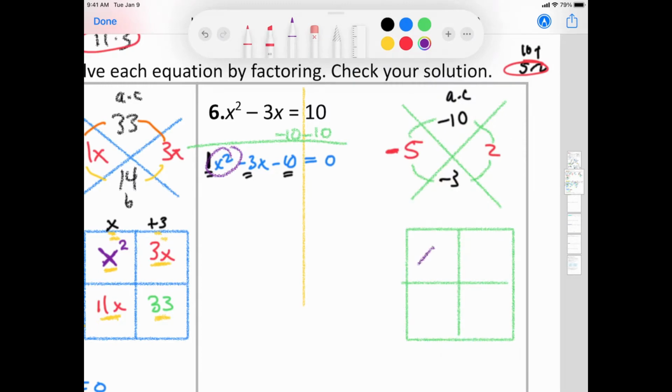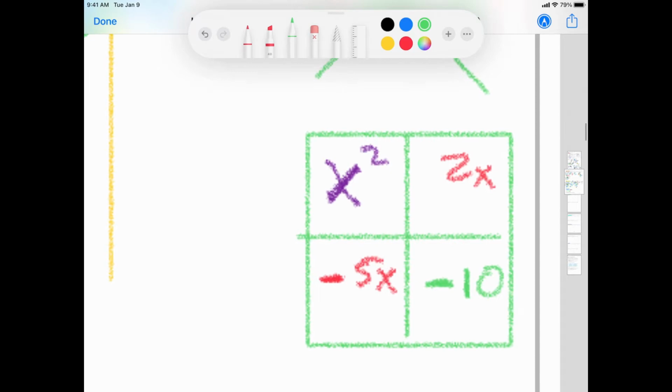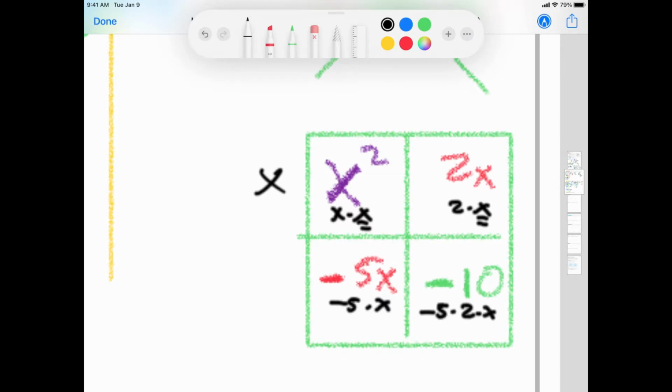So x squared always goes in the top left. Negative 3x is negative 5x plus 2x. Those will always go in the bottom left, top right. And then your c value, negative 10, always goes in the bottom right. Let's go ahead and factor this out. Remember, if you broke them out into factors, this would be x and x, and this would be 2 and x. So they have an x in common. This one down below is negative 5 times x.